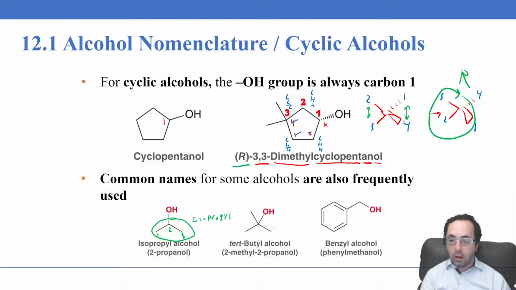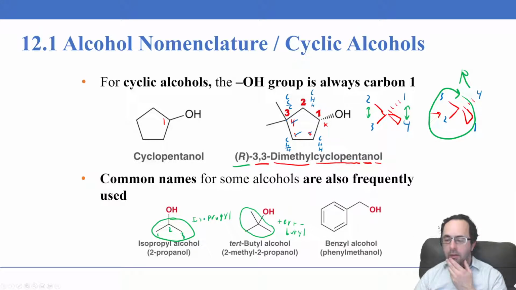Similarly, this group is called a tert-butyl group, and that's something we learned way back in chapter 2. So this is often called tert-butyl alcohol, although if we were naming it by the IUPAC name, again, the parent chain would have 3 carbons, and so we'd call it propanol. And on the second carbon, it has a methyl and an alcohol, so we'd call it 2-methyl-2-propanol.